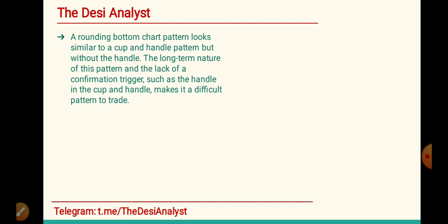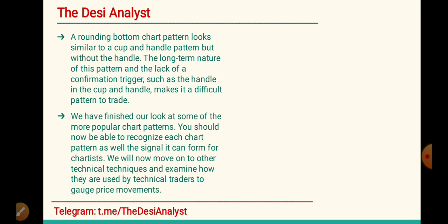A rounding bottom chart pattern looks similar to a cup and handle pattern but without the handle. The long term nature of this pattern and the lack of confirmation trigger, such as the handle in the cup and handle, makes it difficult to trade. We have finished our look at some of the more popular chart patterns. You should now be able to recognize each chart pattern as well as the signal it can form for a chartist. We will now move on to other technical techniques and examine how they are used by technical traders to gauge price movement.